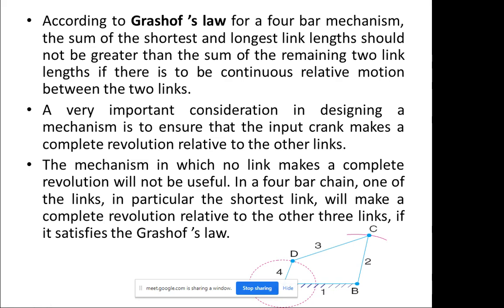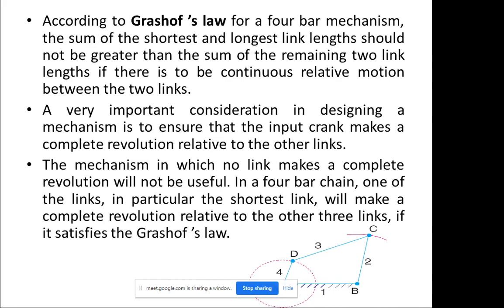Suppose in this figure, 4 is the shortest and 3 is the longest. So you have to add 3 and 4, and check that the sum is not greater than the sum of the remaining other two. If there is to be continuous relative motion, this has to be obeyed. Otherwise Grashof's law will not be satisfied, the mechanism will not get any motion, and it will not be considered a proper 4-bar mechanism construction with respect to inversion.